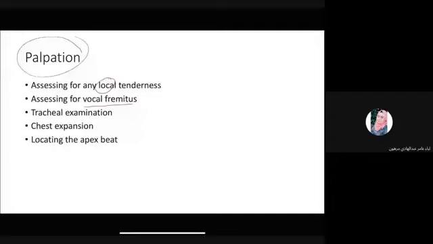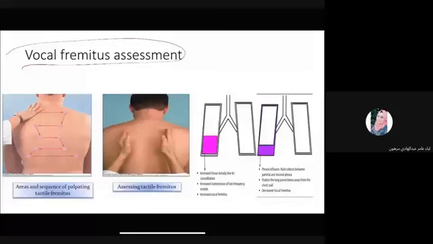Okay. So assessment of the vocal fremitus. Vocal fremitus is still a very important part of the examination, especially for the respiratory specialist. Okay, it is very helpful, and sometimes things that are not apparent by vocal resonance can be solved by vocal fremitus.